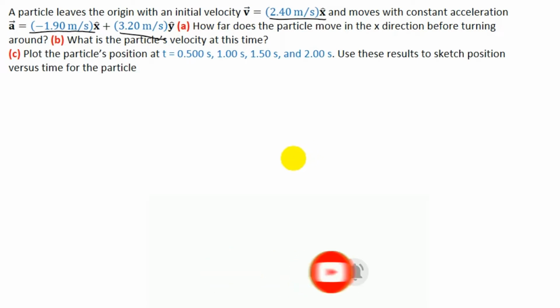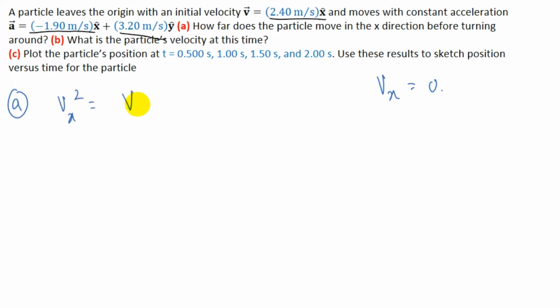In the A part, we need to find how far the particle moves in the x direction before turning around. So when the particle turns around, the x component of the velocity will become 0. To solve the A part, we can equate Vx to 0, and I'm going to use this equation in the x direction, which is Vx squared equals V naught x squared plus 2 ax delta x. And we can equate this Vx to be 0.